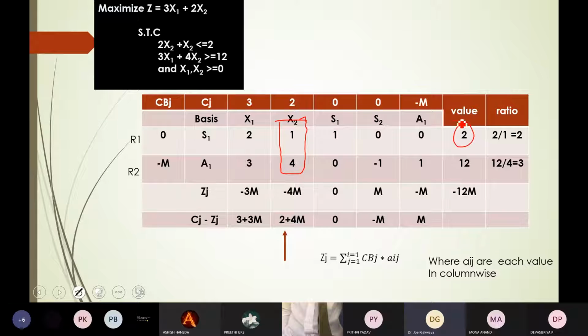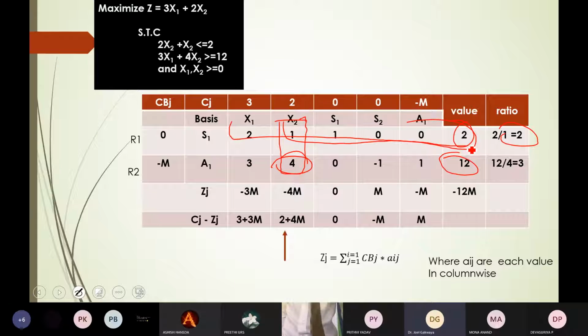We are going to take 2 divided by the corresponding one, this one. We are going to take 12 divided by 4. Now we look at the smallest or least value ratio. It is 2. So when it is 2, this row is going to be the key row.